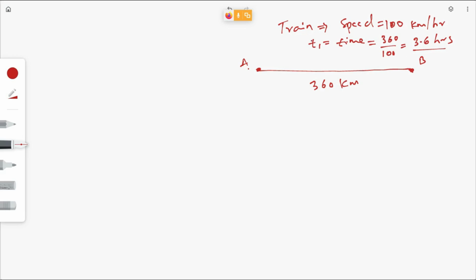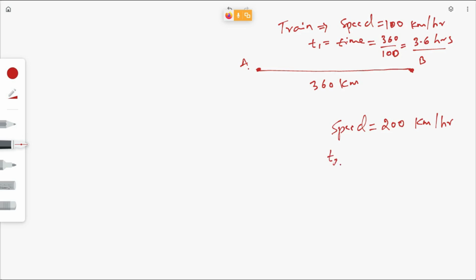Same train, in the second case or the second journey, will increase its speed. So instead of 100 km per hour, let me take the speed in the second case as 200. It increases its speed to 200 kilometer per hour, and the distance will remain the same.